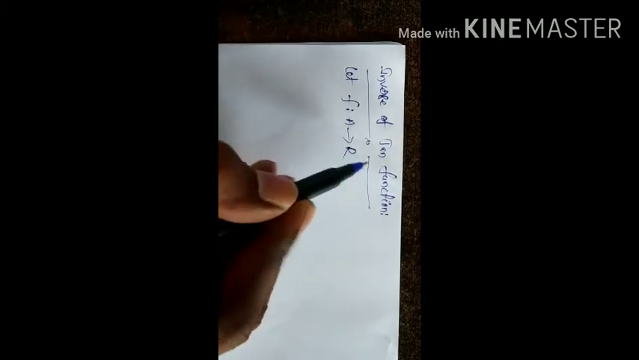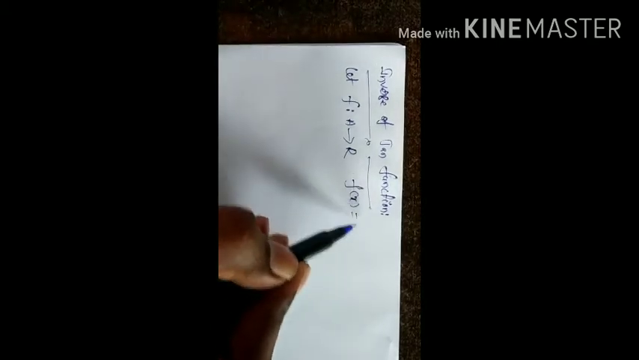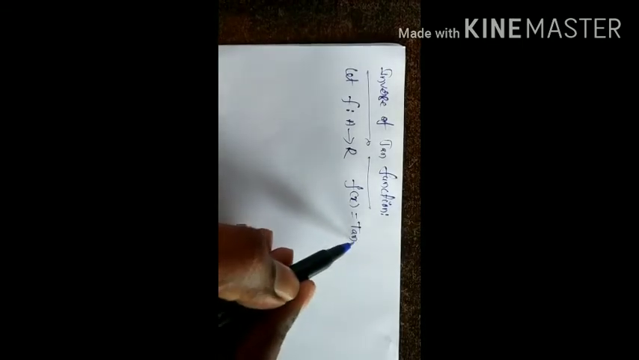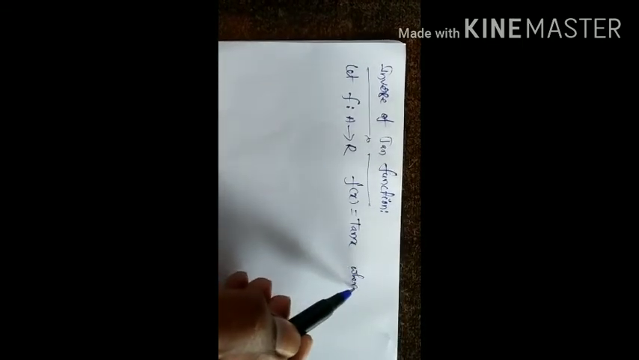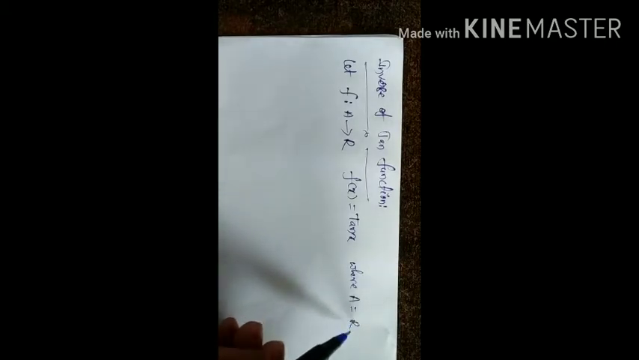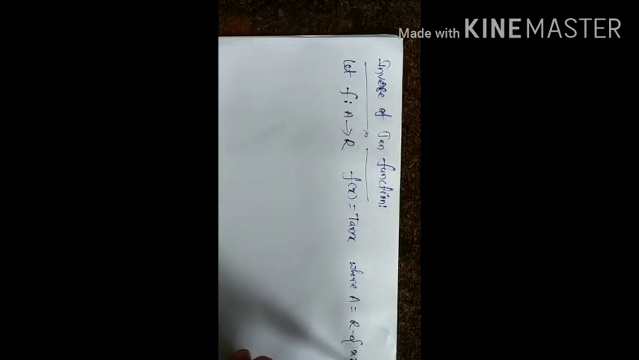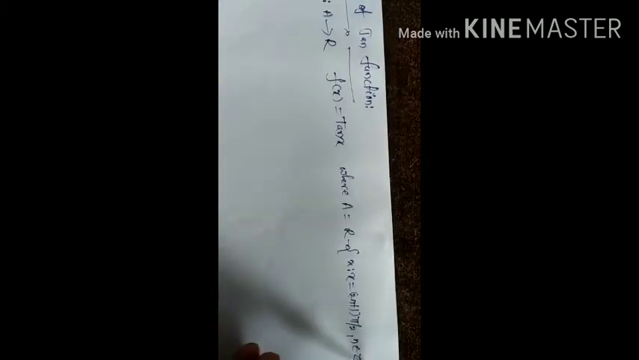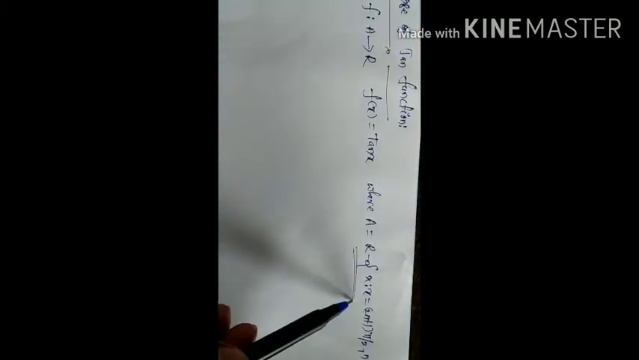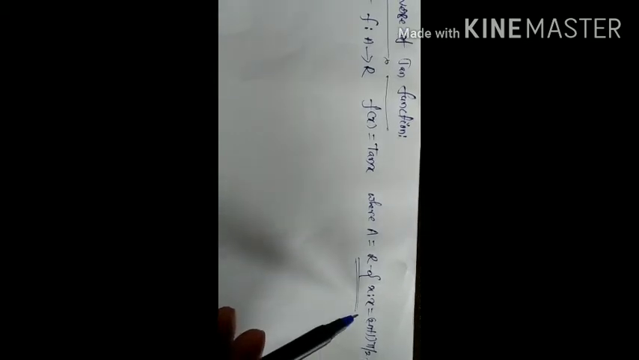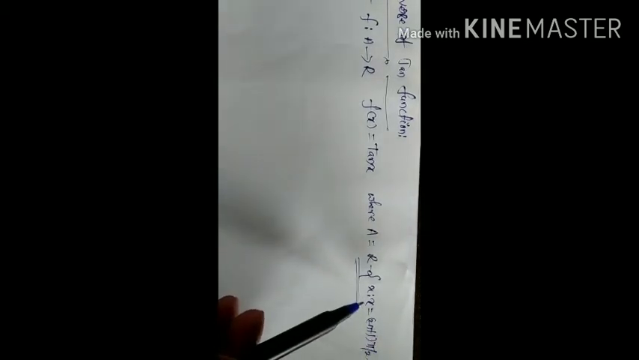Let f: A to R be defined by f(x) = tan x, where A = R minus {x such that x = (2n+1)π/2}, and n belongs to Z, meaning n is an integer, right? So this tan function is defined for these particular values only, right? Already I gave an explanation for this in the first video, right?